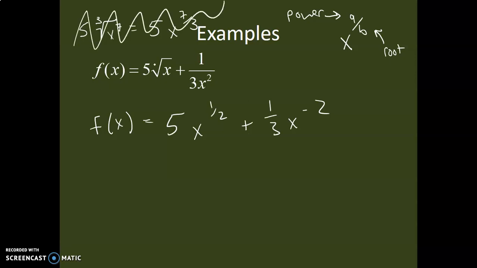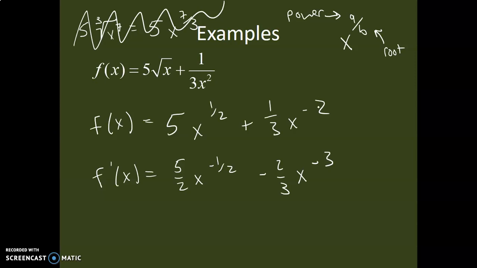Okay, so back to this problem. Square root of x can be rewritten as x to the 1/2. X squared on the bottom can be rewritten as x to the -2. So when I take the derivative here, f prime of x, I'm going to do 5 times 1/2, which would be 5/2, and then I'm going to drop the exponent. If I subtract 1 from 1/2, I'm down to -1/2. Over here, I'm going to multiply, so -2 times 1/3 would be -2/3 x to the, make sure you drop it by 1, so -2 goes down to -3.